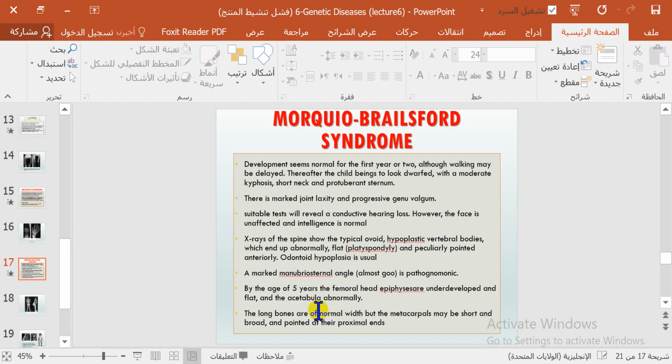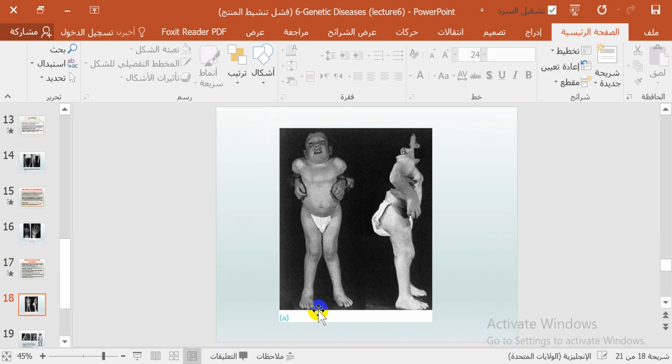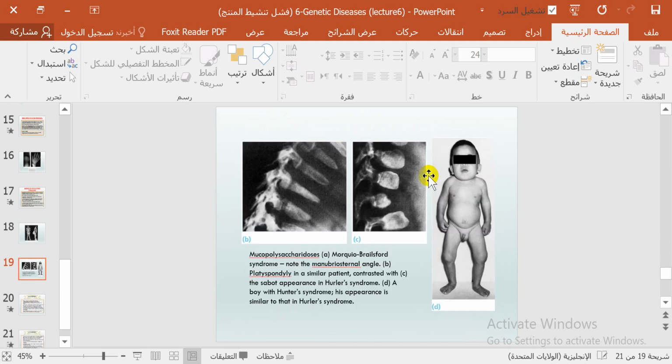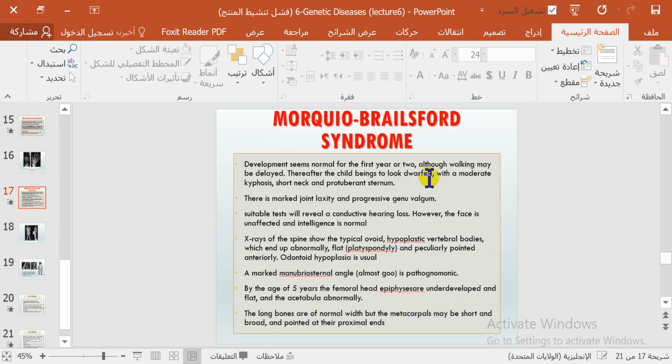And here you see prominence of the sternomandibular angle. It's about 90 degrees. Sternomandibular angle, about 90 degree angulation. Here is the pathognomonic feature of this disease.